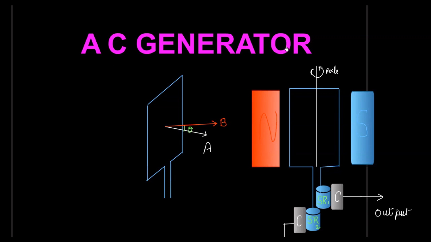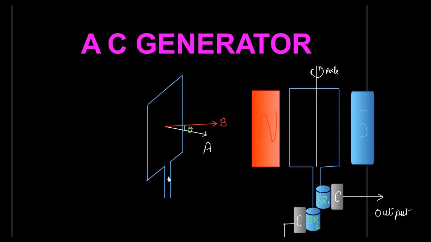AC generator. It's a device which converts mechanical energy to electrical energy. It works on the principle of electromagnetic induction.